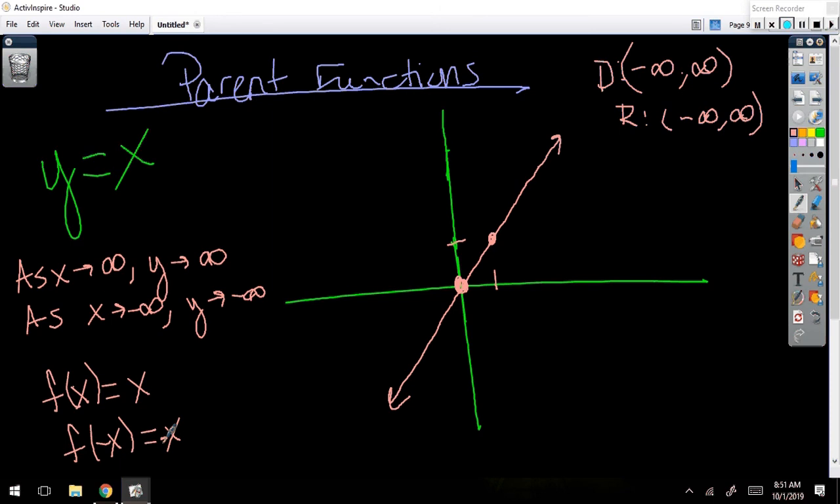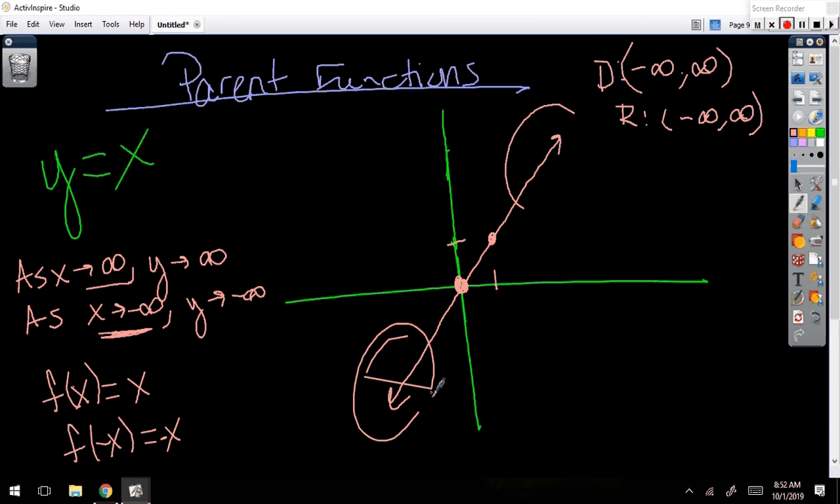So x going to positive means the right side. So the right side of the graph is going up. X going negative is the left side, and the left side, the graph is going down. Yes. All right, let's do next parent function.